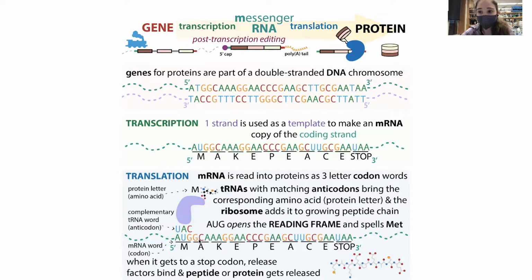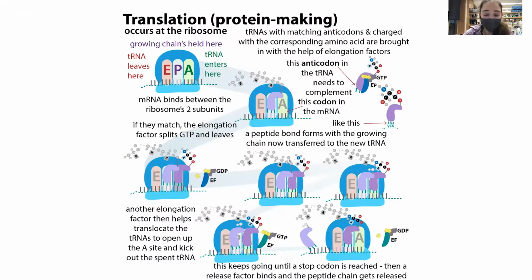So it's read in 3-letter words called codons. These are read non-overlapping, so it goes to one 3-letter, then another 3-letter, then another 3-letter. And each 3 letters corresponds to an anticodon in a transfer RNA or tRNA, which is also going to have the corresponding amino acid. And so in the process of translation, this ribosome is going to travel along, and it's going to put in the amino acids corresponding to that sequence.